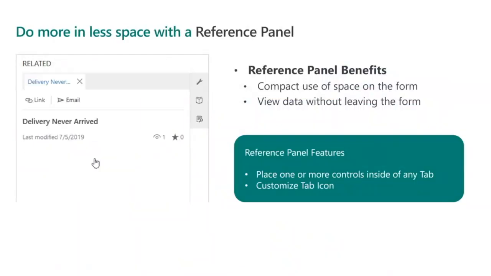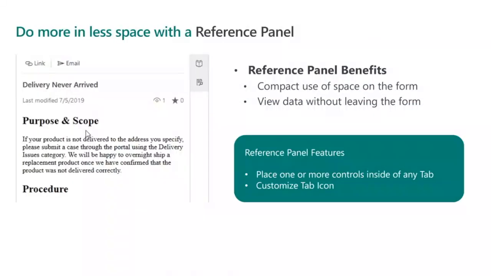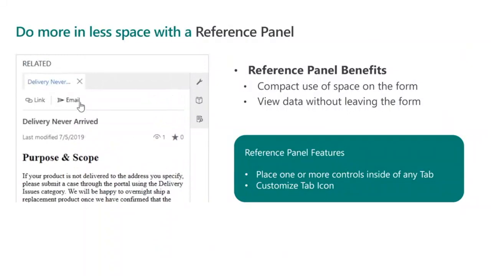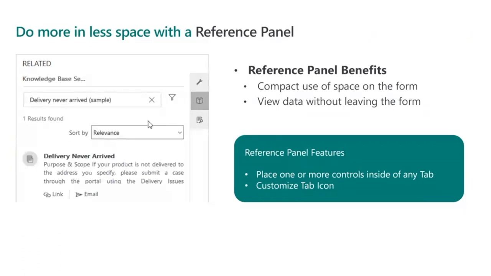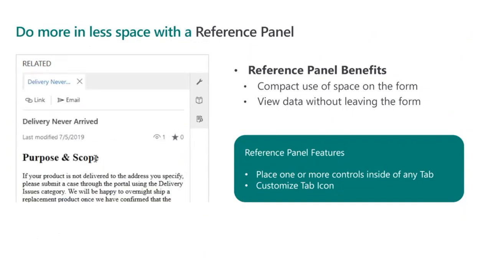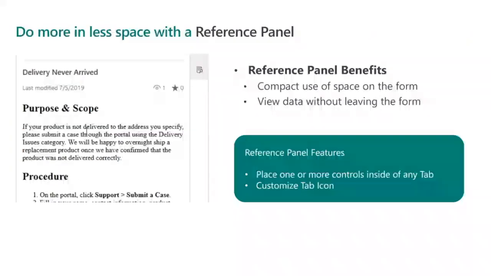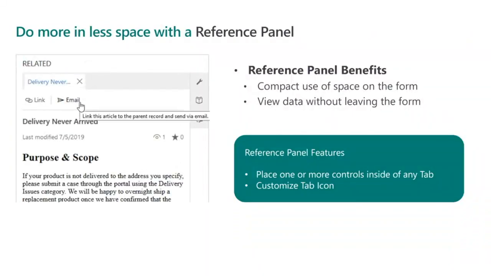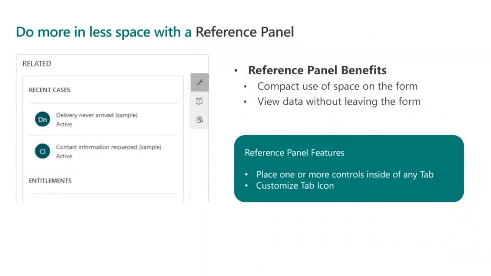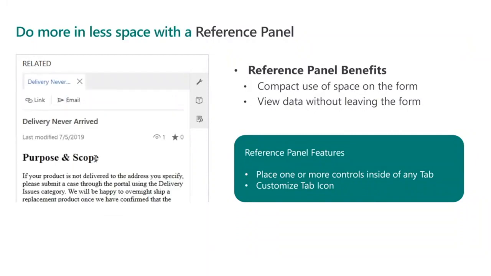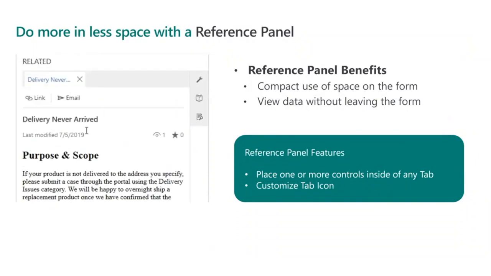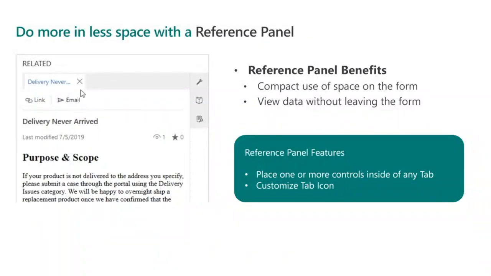Reference panel is a new feature in the unified interface that allows users to do more with the same space. Users are able to quickly view related records without navigating away from what's important. In the example of a customer service use case, users can see other related cases, entitlement, or the ability to see and search knowledge base articles without leaving the main case form.